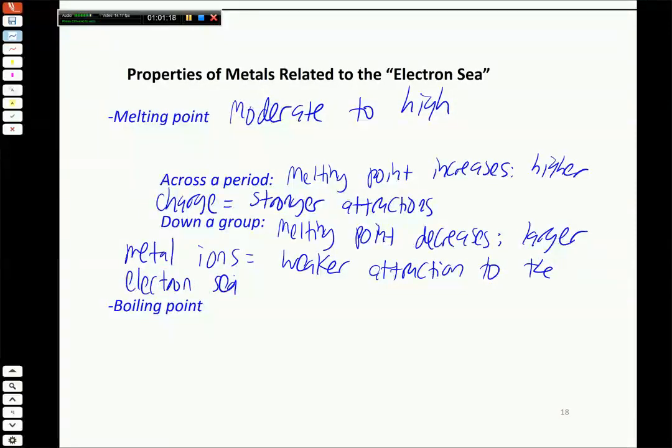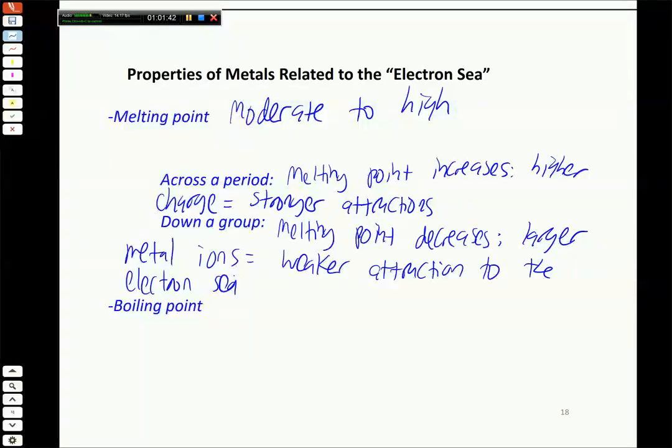Alright, so melting point decreases as we go down because the larger ions are going to be less strongly attracted to those delocalized electrons. Remember that the attraction between oppositely charged species is a function of both the distance between them and the charge. If we go down the periodic table, the distance between the charges increases and the attraction between them decreases. So those are the melting point trends.